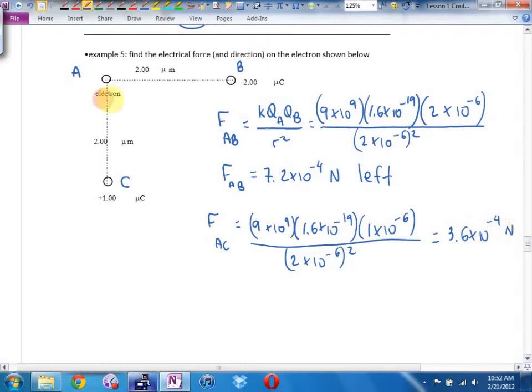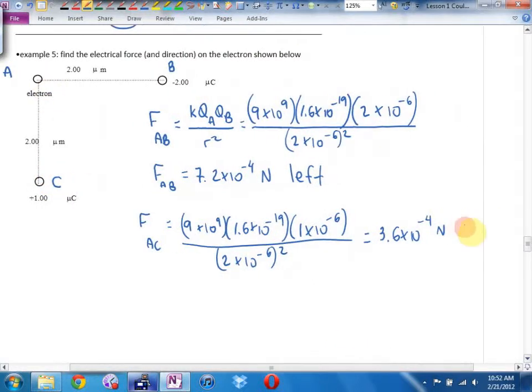Direction. Repel or attract, Zay? Convince me. Yeah, unlike charges will attract. So direction? I would, since we use left, down. Yeah, so. How do I find the net force? Can I just add these up? No. Tip to tail.